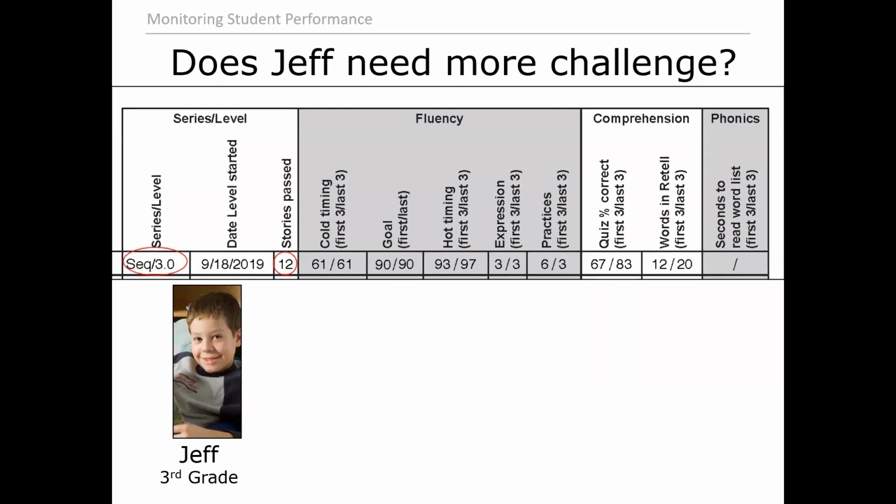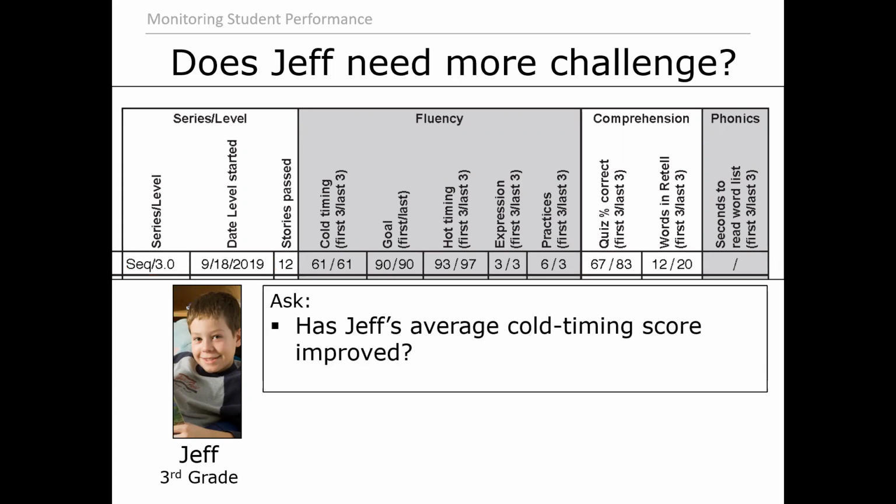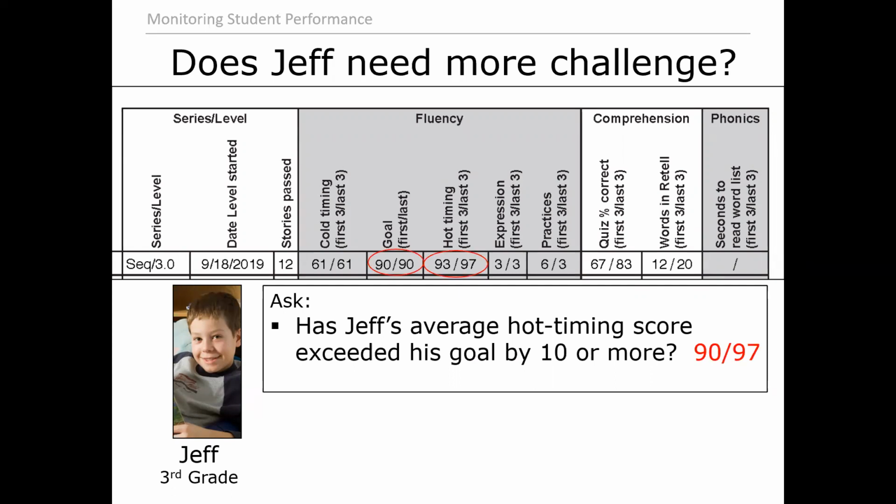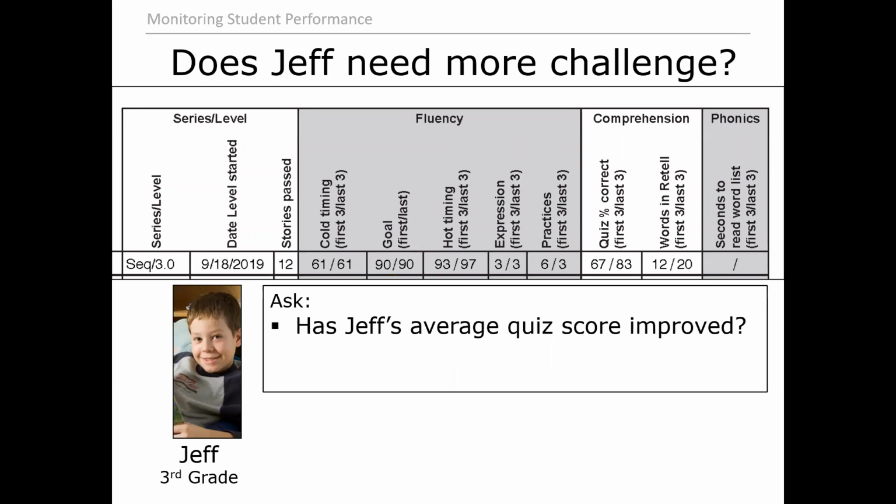That's information that's on that first section of the report. The first question is whether or not he's made progress on cold timing. He hasn't. Now, remember, his cold timing scores he's doing on his own, so we can't have as much credibility in those. And remember, if we answer yes, if he's made progress in 2 or more areas, then we think he needs to have a higher level or goal. Jeff's hot timing score has gone up a little bit from 93 to 97. His hot timing score and his goal are not a double-digit difference. There's only a 7-word difference between his goal and his average hot timing score.